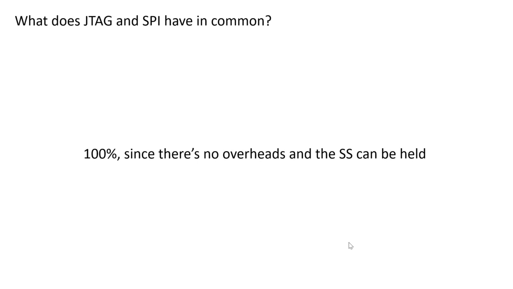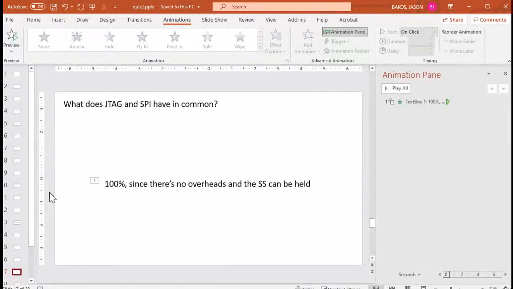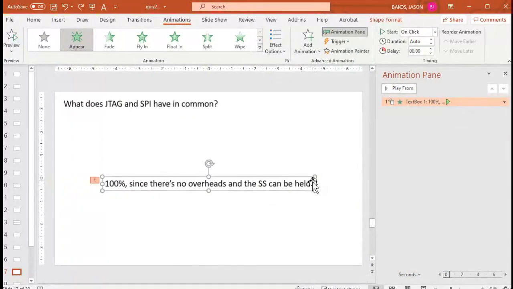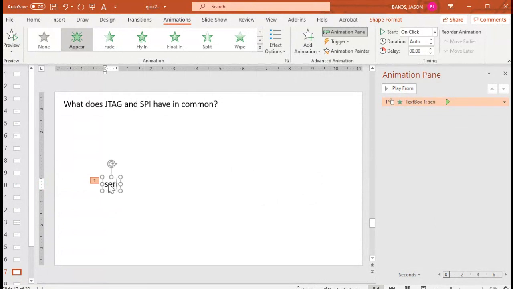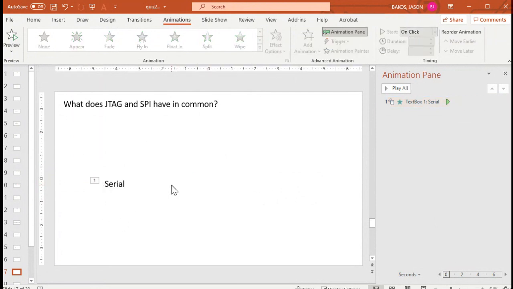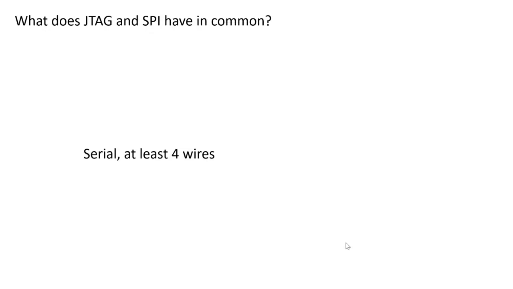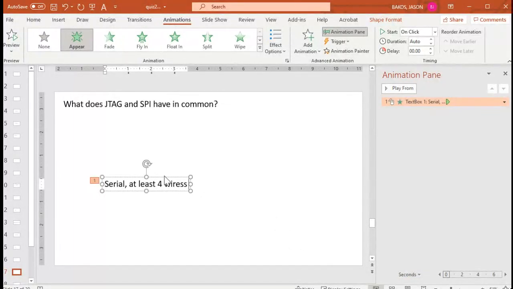What do JTAG and SPI have in common? Sorry, that was screwed up. What do they have in common? Serial. I forget what the other options were, but they're both serial. They're both 4 wires, at least 4 wires. What else? Synchronous. Yeah, synchronous.